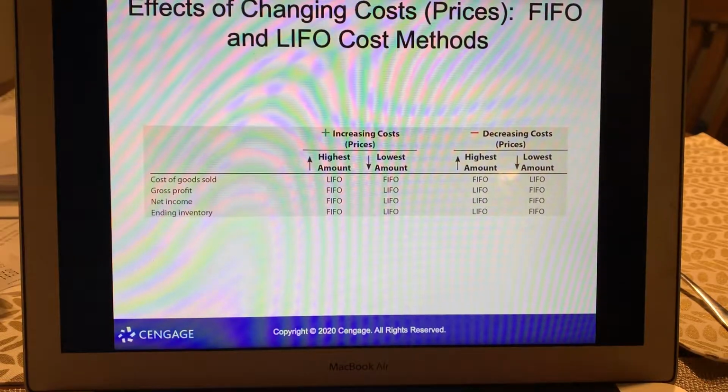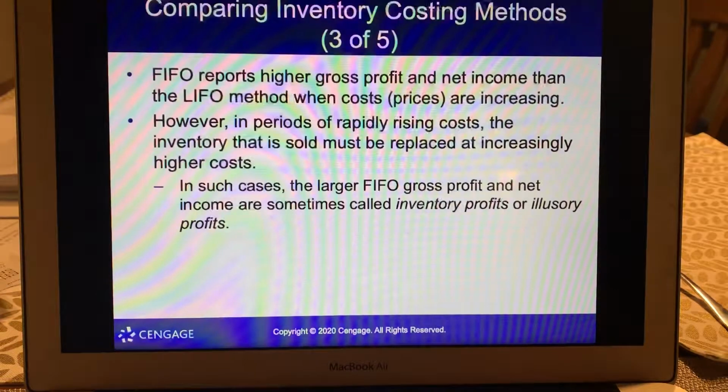Effects of change. Again, this is what I had kind of talked about. Cost of goods sold. You can take a look at this, but this explains what I've been talking about when you compare them side by side. FIFO reports higher gross profit and net income than LIFO when cost prices are increasing. However, in periods of rapidly rising costs, inventory that is sold must be replaced at increasingly higher costs. In such cases, larger FIFO gross profit and net income are sometimes called inventory profits or illusionary profits.